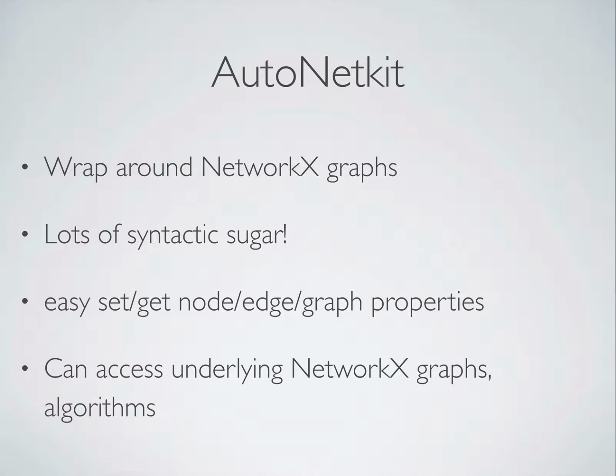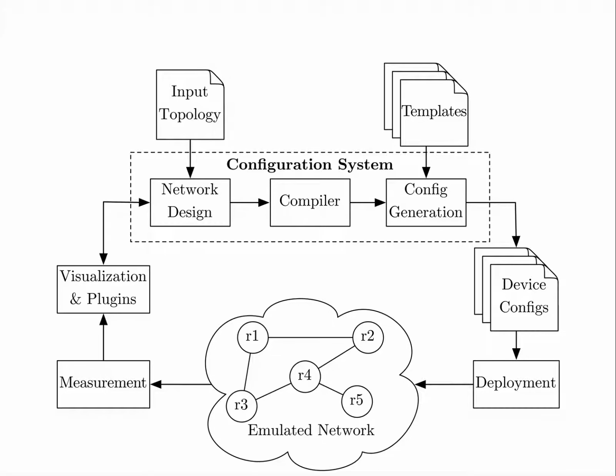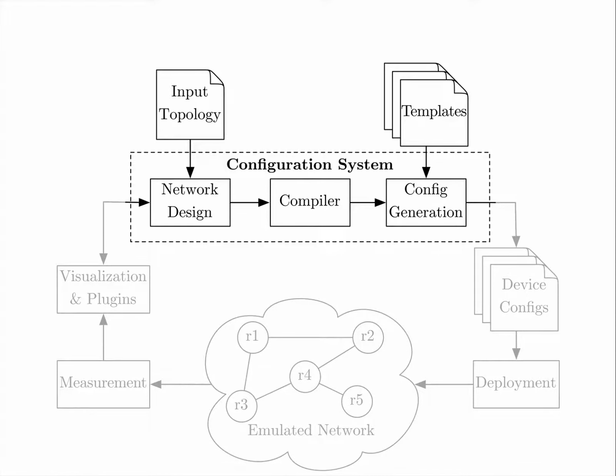This allows the benefit of the import and export, and the algorithms such as spanning tree, shortest paths, and minimum sets. This is the overall system flow chart. Most of the external bits, such as the device configuration, deployment, and measurement, are similar to previous versions. They are incremental improvements on versions 1 and version 2. It is the configuration generation system, shown in the dashed lines here, that has been rebuilt. The input topology is taken into the network design rules. These are responsible for mapping the input topology GIN to the overlays such as OSPF and BGP. The compiler takes these overlays and maps them down to the device database. This is used in the configuration generation step, which takes templates and this database to generate the device configurations. We'll first focus on this configuration system.